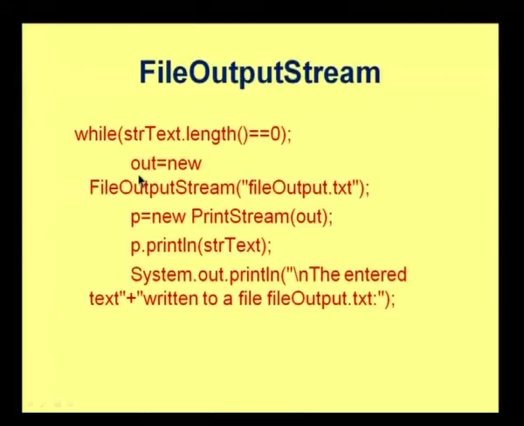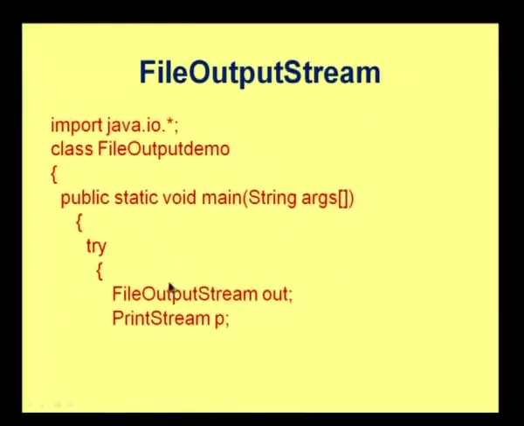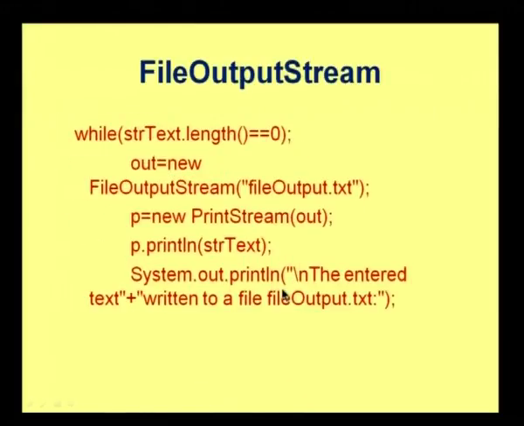Now what is my out? You can see out is nothing but my file output stream. Here I am creating a new file output stream with the file name being given, and then I am creating a new print stream. This is connected to my file output stream. Now my print stream is created with a parameter of my file output stream.